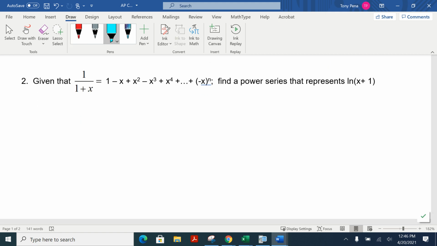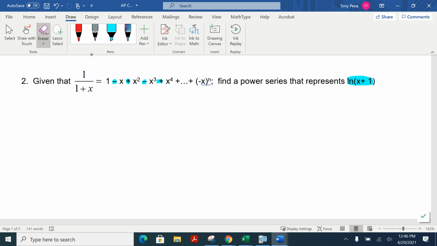A little more obvious what we're supposed to do here. I'm giving you that this is 1 over 1 plus x. Now this is alternating, so the reason we have a plus x here is because we're multiplying by a negative x each time. And then we have a negative x to the nth power. So find a power series that would represent the natural log of x plus 1. So hopefully this is a little more obvious.